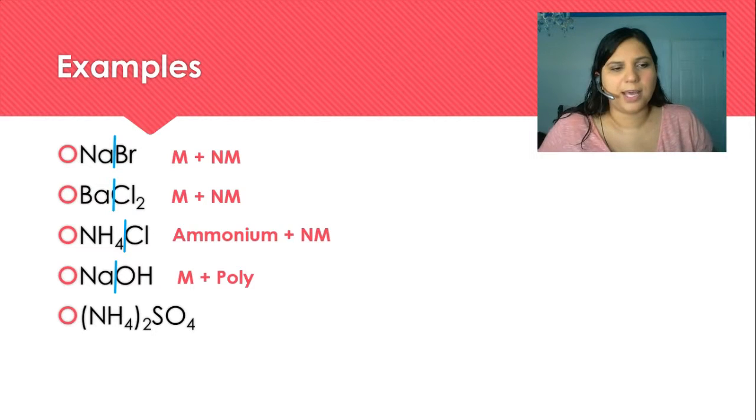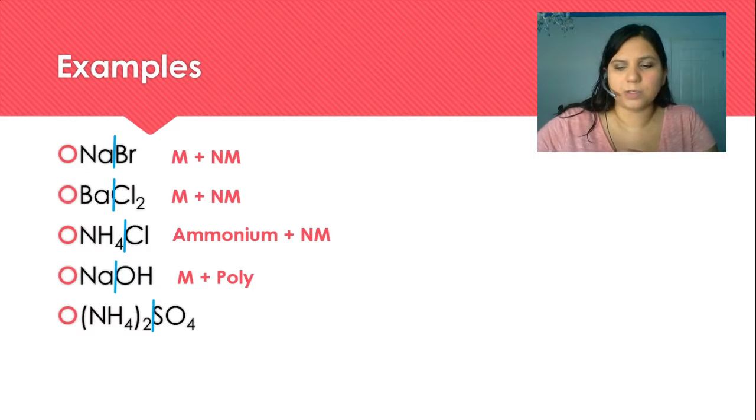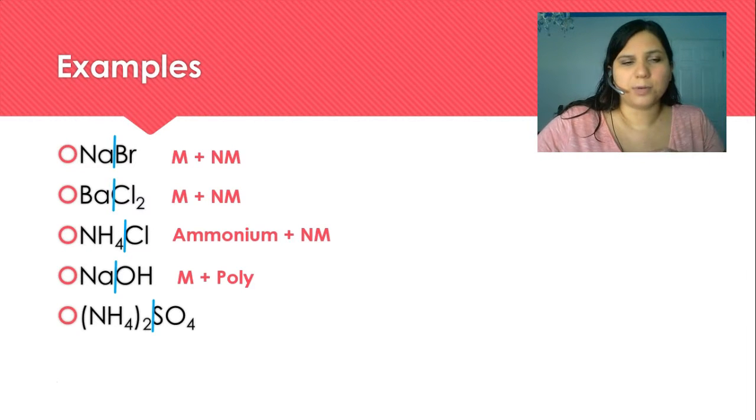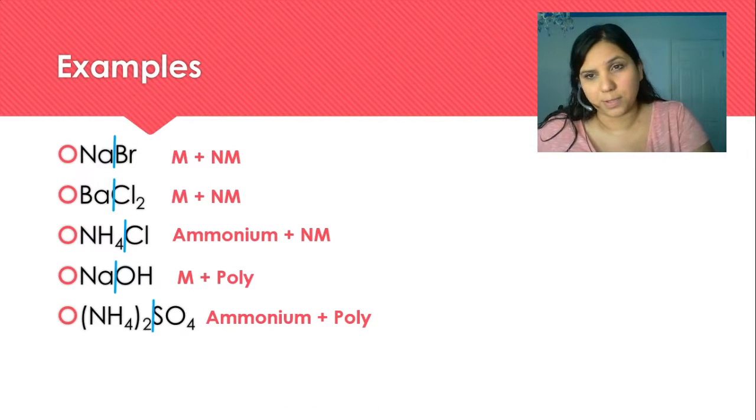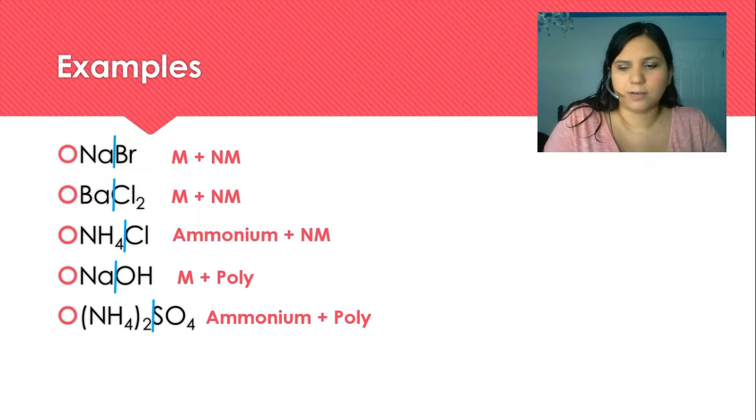Okay, and the last one you have NH4 again. That's ammonium. And then you have some more capital letters after it. So you have ammonium plus more than 1 capital letter would not give me a nonmetal. That would be a couple of nonmetals which make up a polyatomic ion. So in this last one, it's ammonium plus a polyatomic. Okay, and that ends the notes for today.